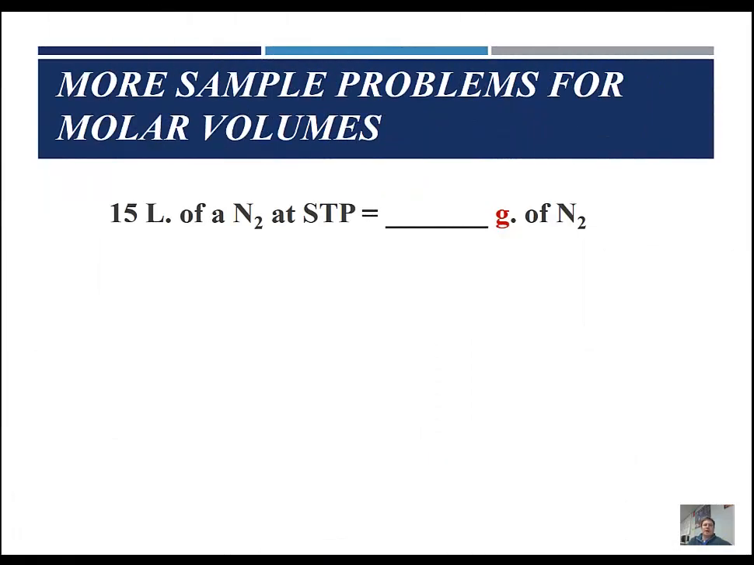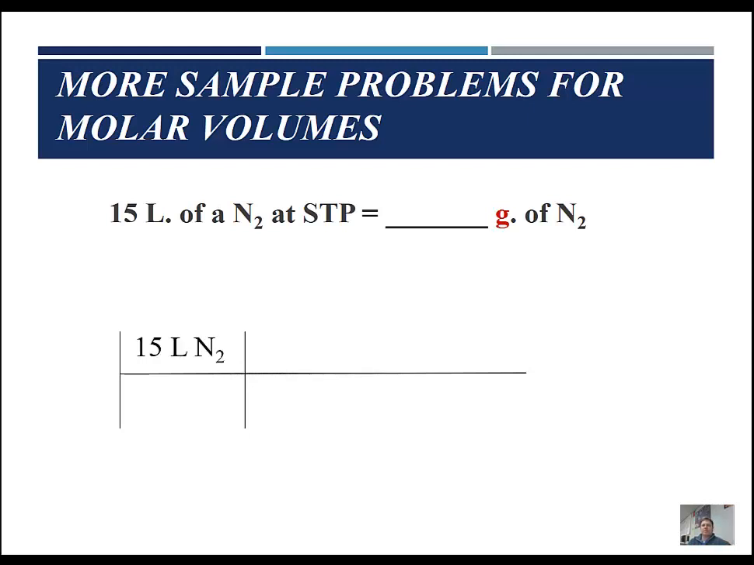Okay, one last one. Try this one on your own. Instead of going to molecules, we're going to grams. Go ahead and pause the video again and see if you can make this happen. All right, 3-step problem. Volume to moles, moles to grams.